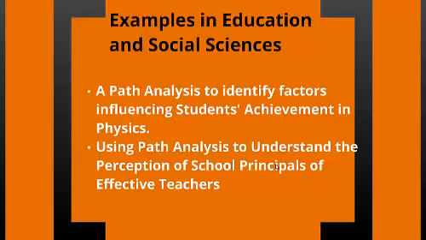Let's look at a number of examples in education and social sciences where AMOS can be applied. We have given 4 examples here. One is a path analysis to identify factors influencing students' achievement in physics. The second one is also path analysis. So you will get a feel that you are looking at the structural equation modeling, visual analysis, and so it's path analysis that you'll see reflect in most of the titles of the studies.